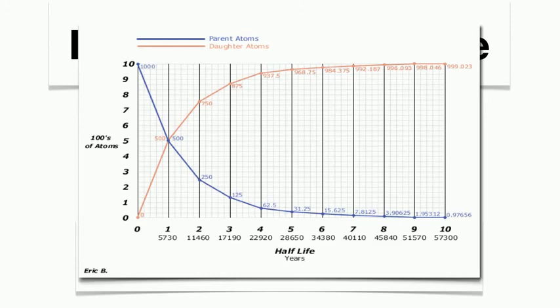After 1 half-life, it's 50-50, so 500 decay product and 500 isotope. After 2 half-lives, you have 750 decay product and 250 isotope. After 3 half-lives, which is about 17,100 years, you have 875 atoms of decay product and 125 atoms of isotope. As you can see, as time goes on, your isotope loses mass and your decay product gains mass.